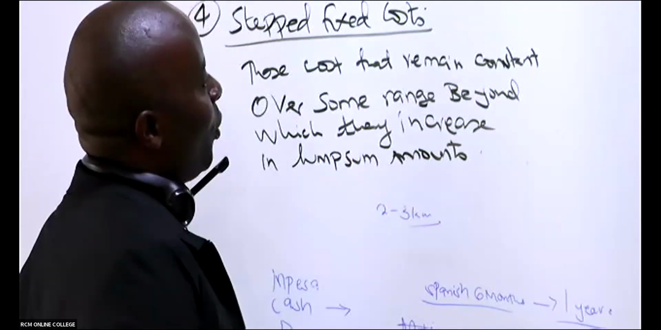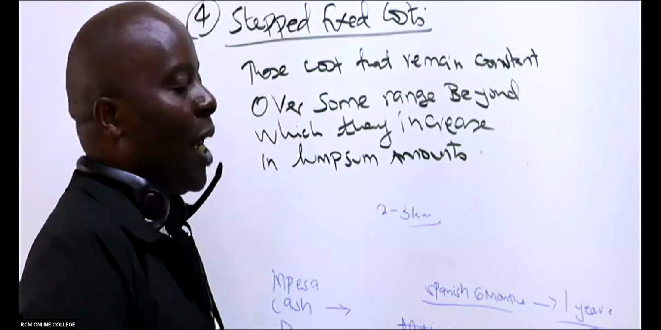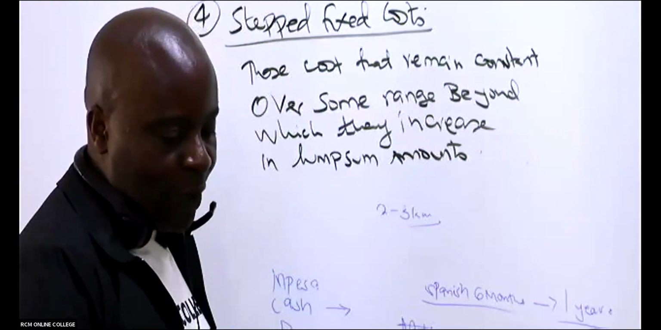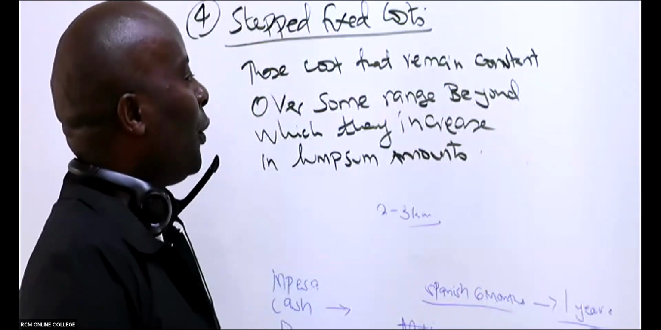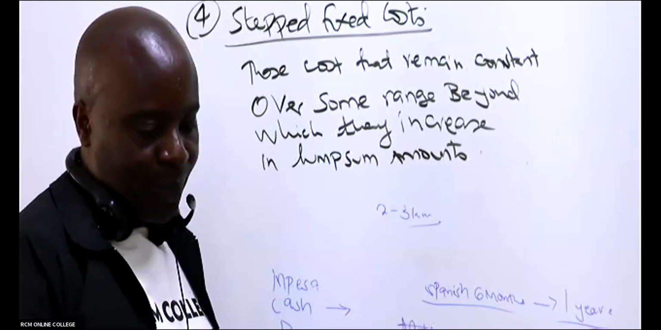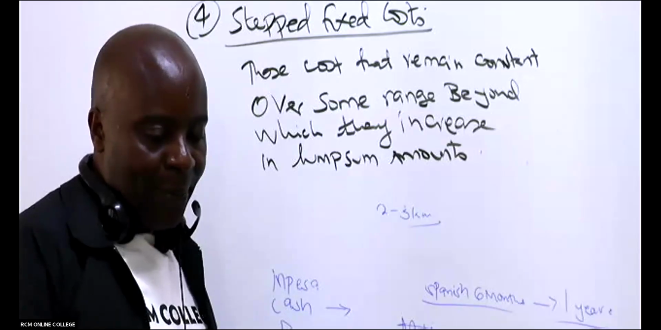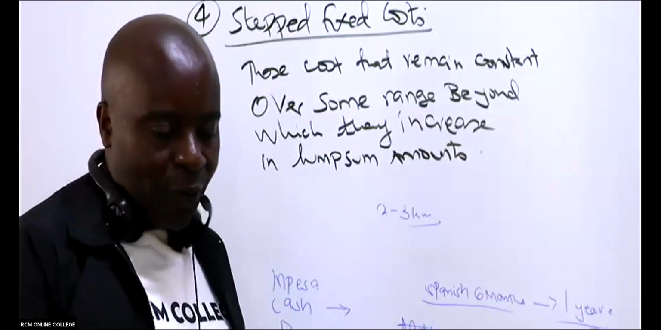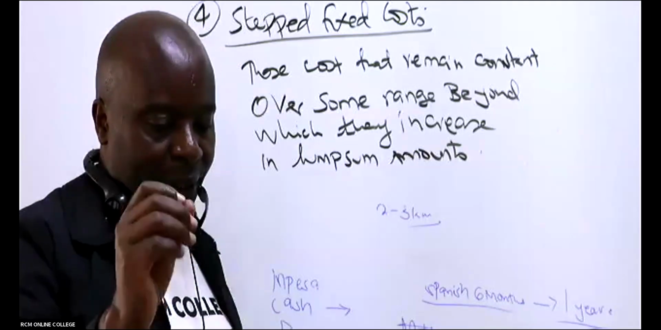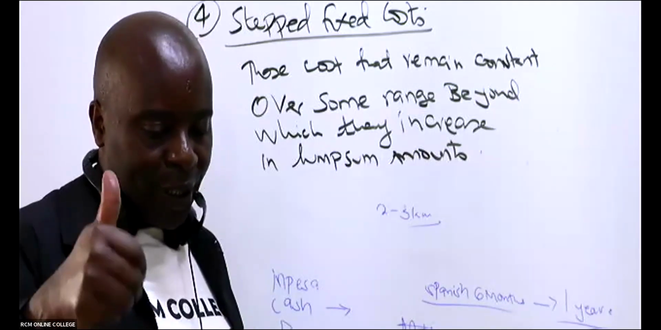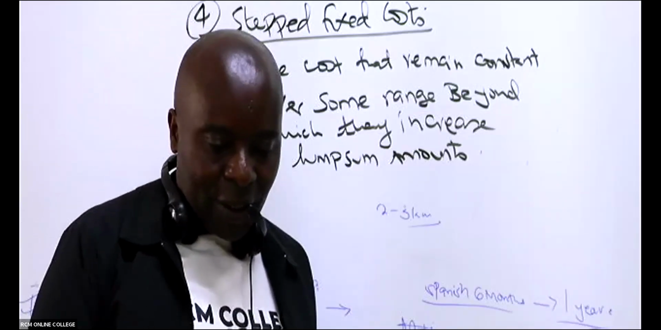So please, this fourth behavioral classification of cost, I would want you to put it down. Number 4, stepped fixed costs. And then you write that these costs remain constant over some range beyond which they increase in lump sum amounts. And once you finish writing this down, please say there why for yes.